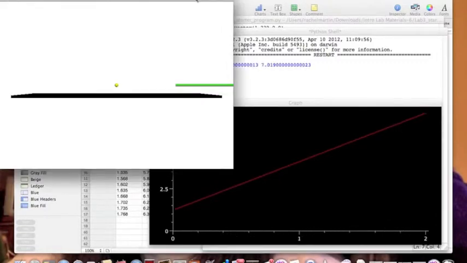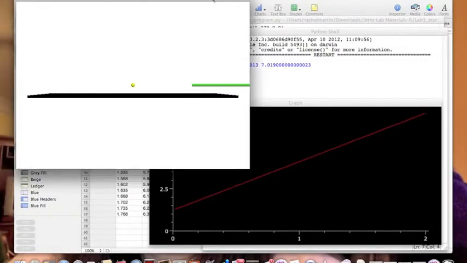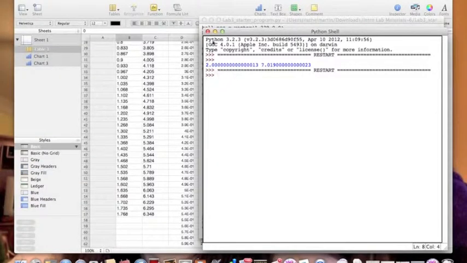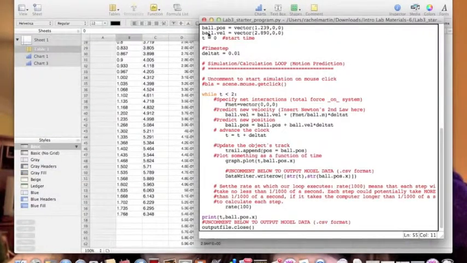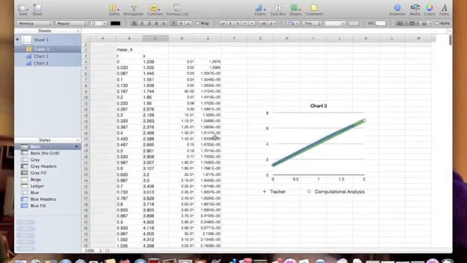The ball moves along the positive x-axis and the car's position versus time is plotted. Once I opened the .csv file in Excel, I plotted both the values from Tracker and the values from the computational model on the same scatter plot.